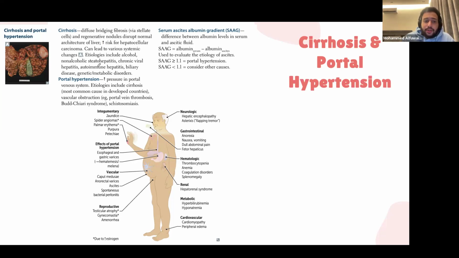Now, etiologies, we covered all of this. One etiology that we did not cover is autoimmune hepatitis. Autoimmune hepatitis is seen in females, causes hepatocellular damage, and it's associated, if you guys know, with what type of antibody? You guys tell me what antibody is associated with autoimmune hepatitis.